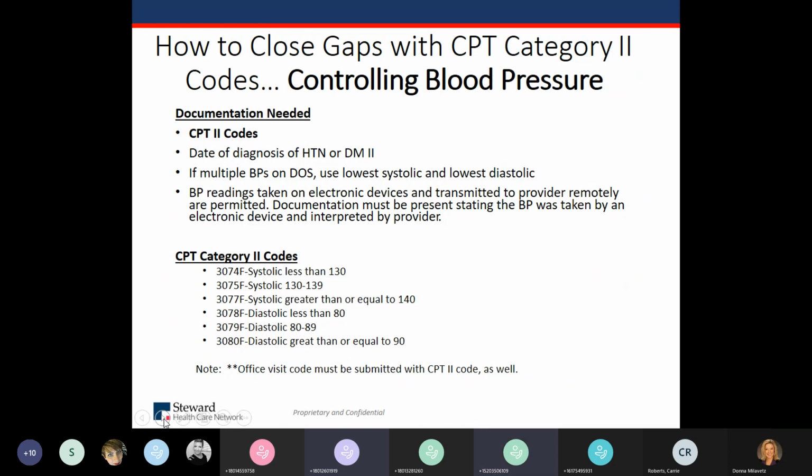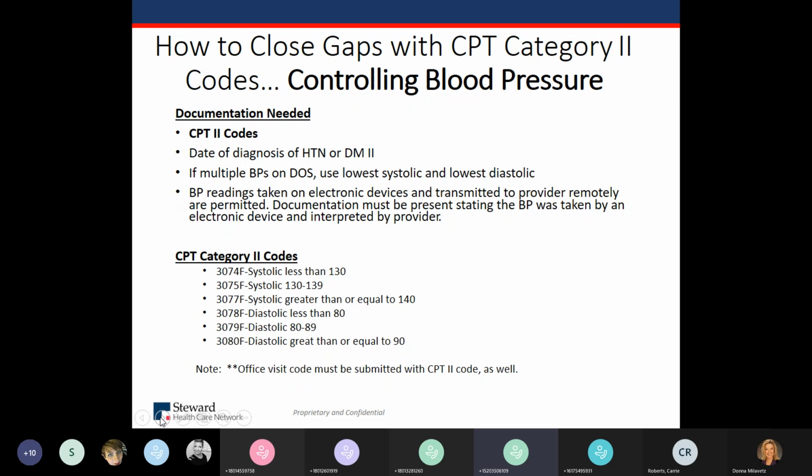So I'm going to want to dive in a little bit on how to close gaps using your CPT II codes from a measure-specific view. So for controlling blood pressure, what we would need to see would, of course, be the CPT II code billed on the claim, the date of diagnosis of high blood pressure, or excuse me, hypertension, or DM2. If multiple blood pressures are taken on the same date of service, it is okay to use the lowest systolic and the lowest diastolic. They do not have to be from the same reading.